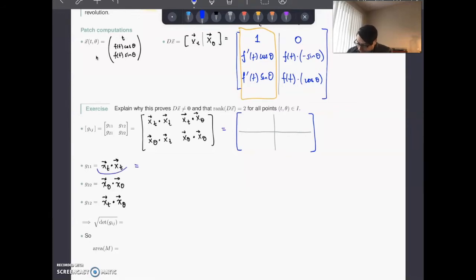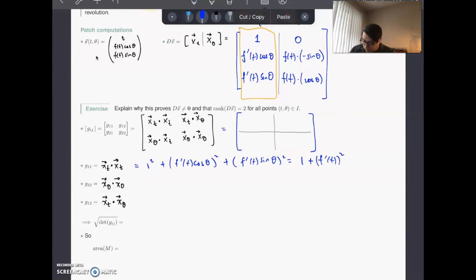So x_t times x_t. So first component squared, so 1 squared plus the derivative of f cosine theta quantity squared plus the derivative of f sine of theta quantity squared. And if we simplify this expression, we can factor out the f prime squared. And again, the Pythagorean identity will lead us to the following. 1 plus f prime of t quantity squared.